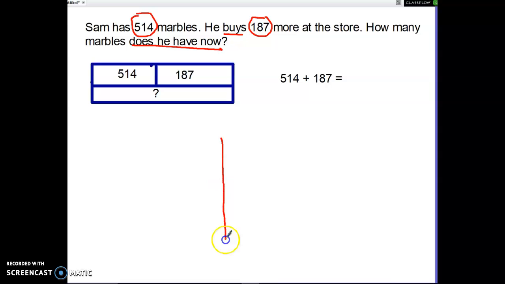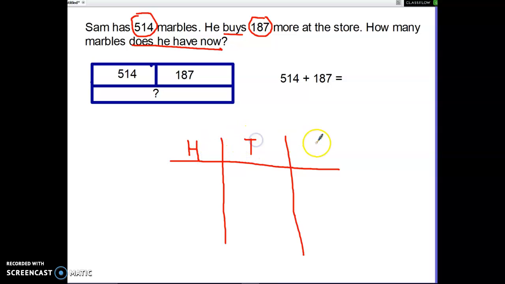I'm going to draw my place value chart first. My H for my hundreds, my T for my tens, and my O for my ones. Now I'm ready to go. I'm going to start off by building my first number, which is 514.